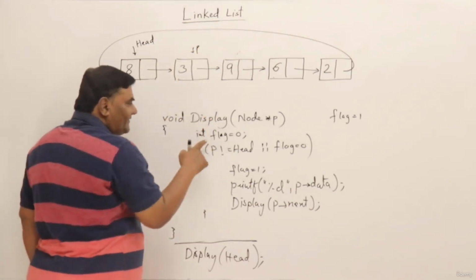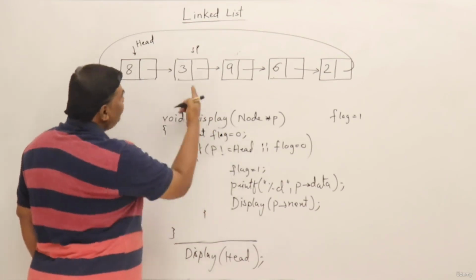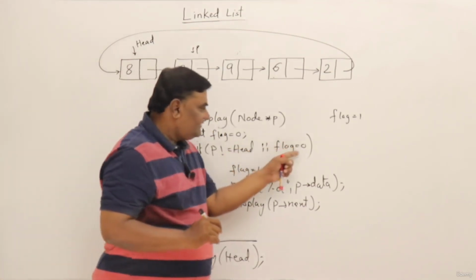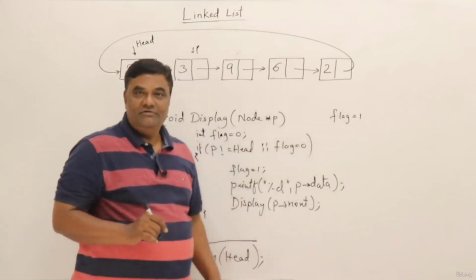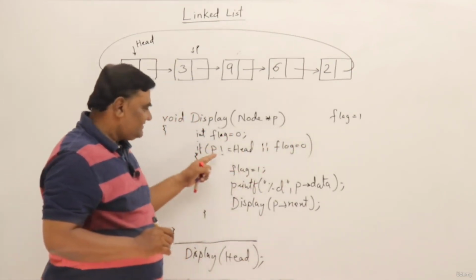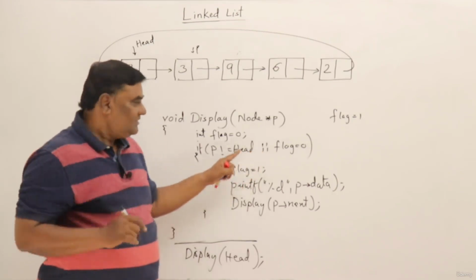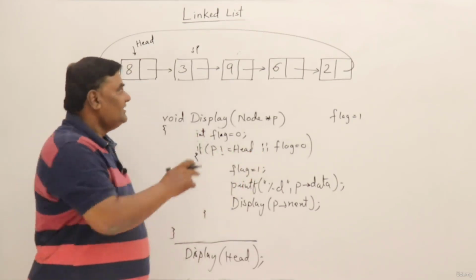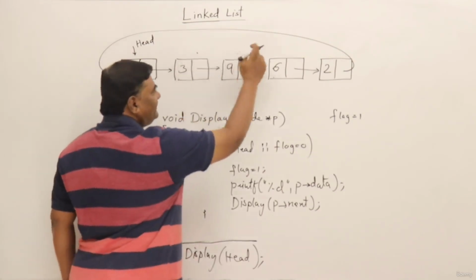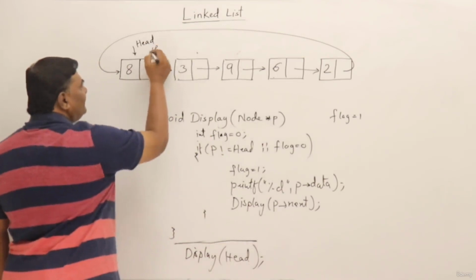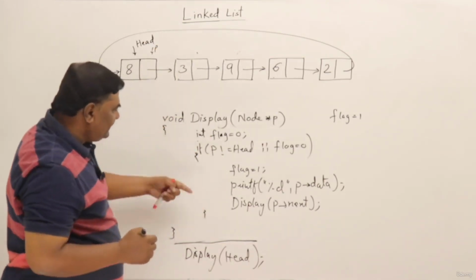Now this time, P not equal to head? Yes, P is not equal to head, this condition is true. Or flag equal to 0? No, flag is equal to 1, so this is false. But the OR condition is used here, so if any one is true, it is true. So it will continue. It will print this one, then this one, then this one, then this one. Then again it comes here, calling itself again and again.